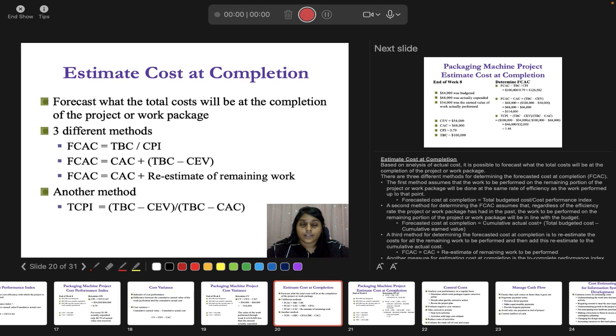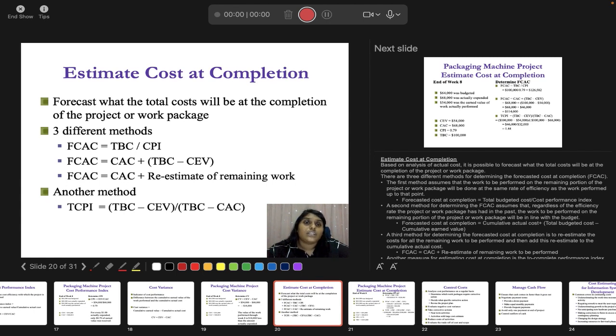Okay, if your budget is 100,000, but your actual usage of money is 68,000, now the remaining balance that you have is only 32,000, although you are supposed to have 36,000. You have overspent by 4,000 in your week 8 itself. So you need to figure out whether it is possible for you to finish your project with that 32,000, or is it going to be higher? How much higher is it going to be? So that is what you do in the estimate cost at completion.